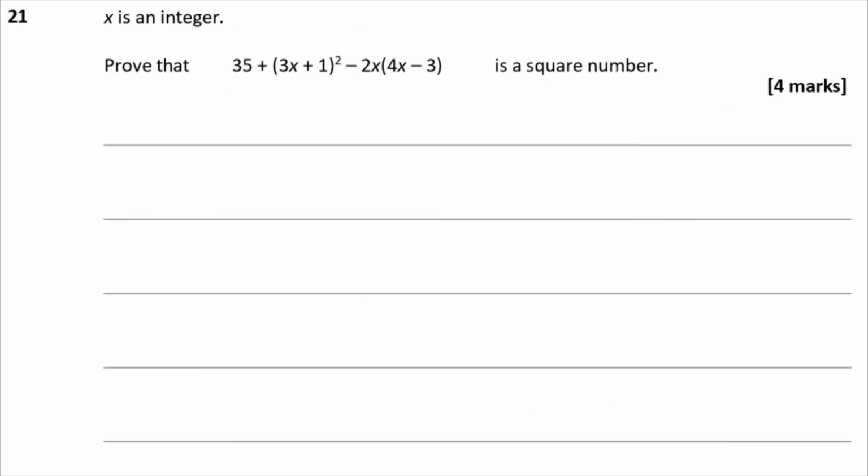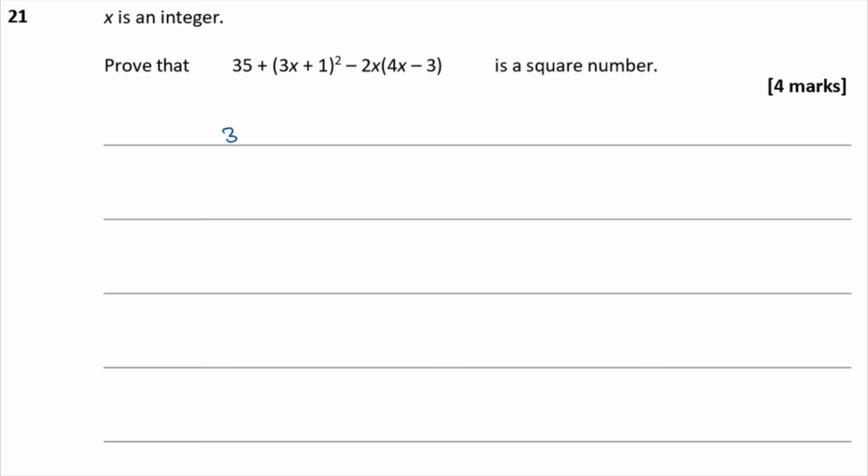Question 21. X is an integer. Prove that 35 plus (3x plus 1) all squared minus 2x lots of (4x minus 3) is a square number. Okay, well I think what we're going to have to do here is multiply everything out, collect all the like things together, and see if we can express that as a square. Okay, that's the plan. So let's do some multiplying out.